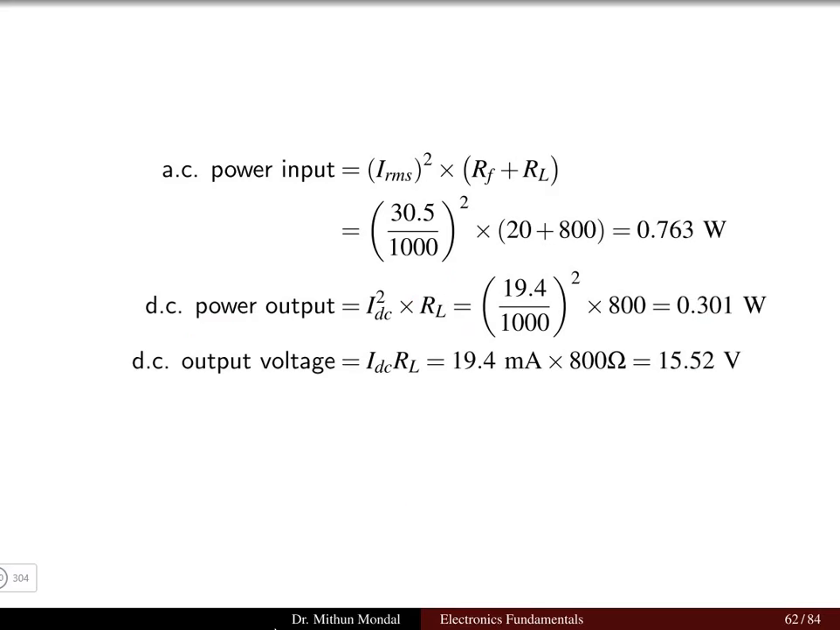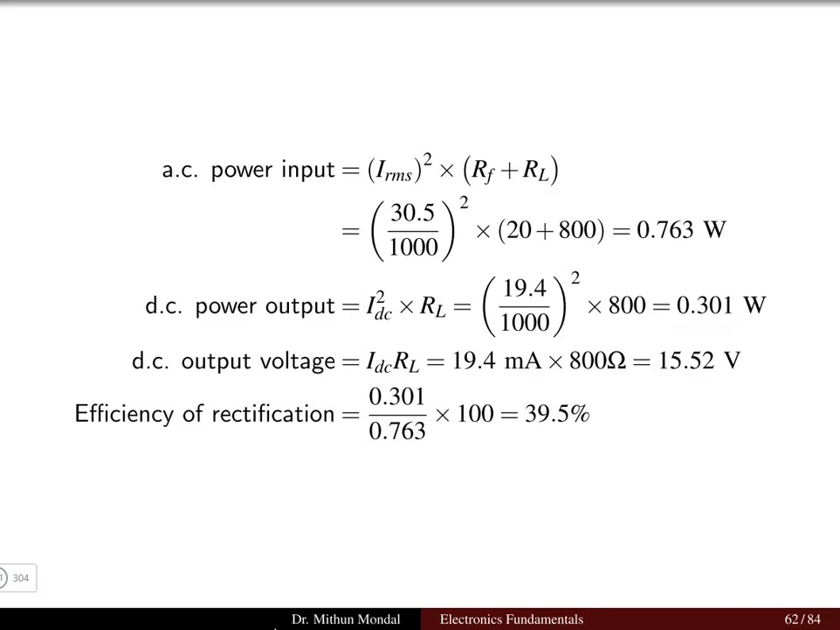DC output voltage will be IDC into RL. So here we have the load resistor RL and the voltage across it we have to find. So what is the current flowing? That is IDC. So IDC into RL will give you the DC output voltage, which is 15.52 volt.